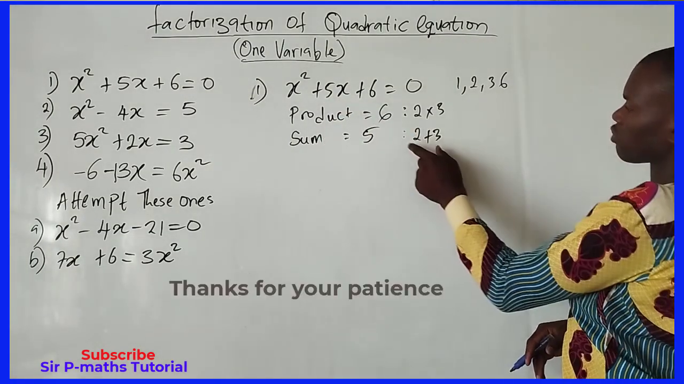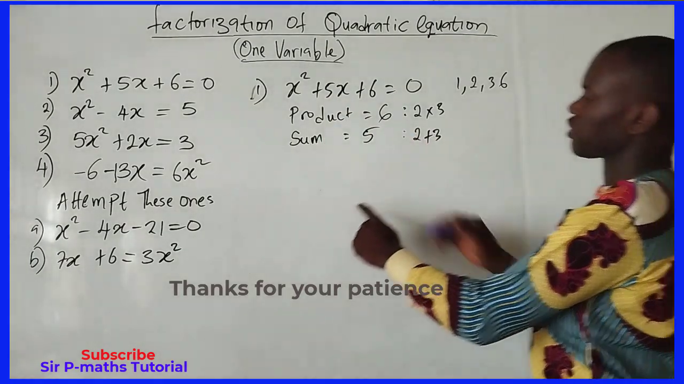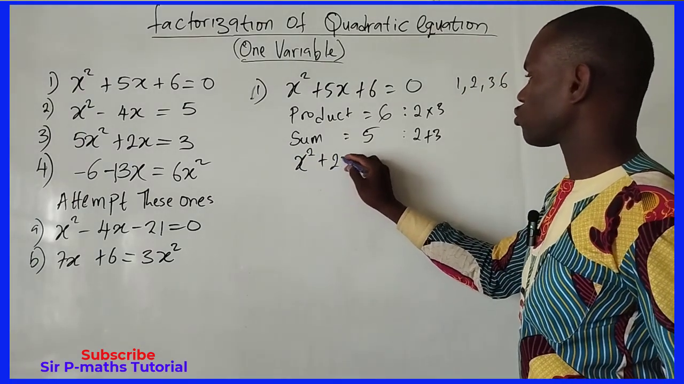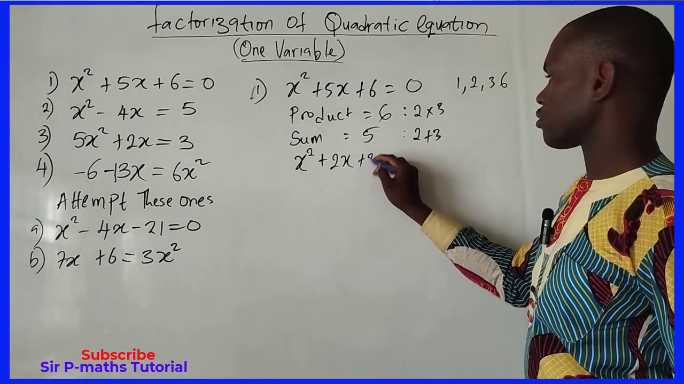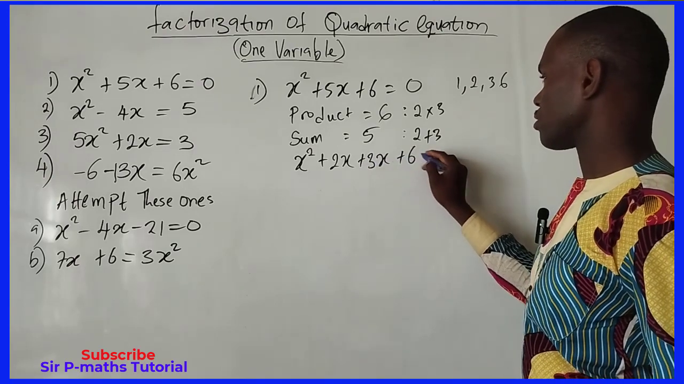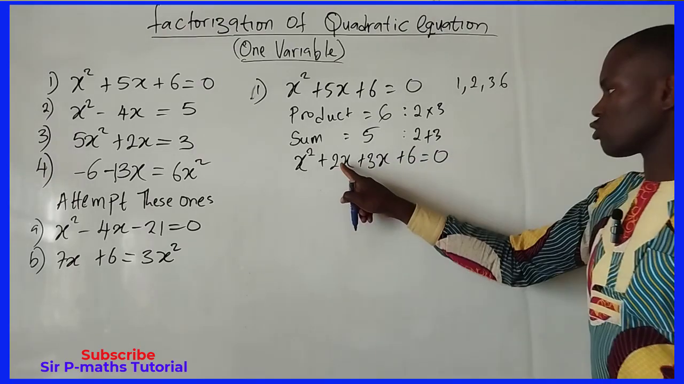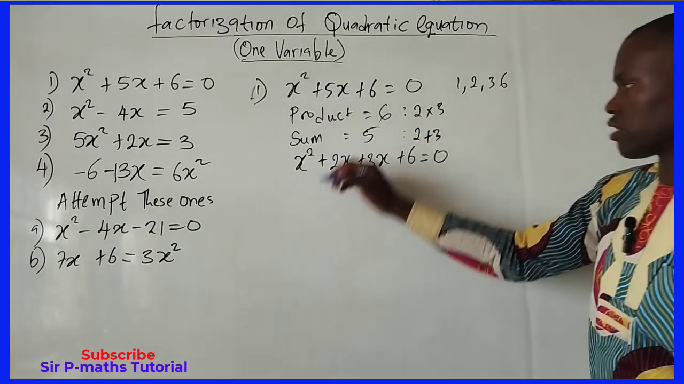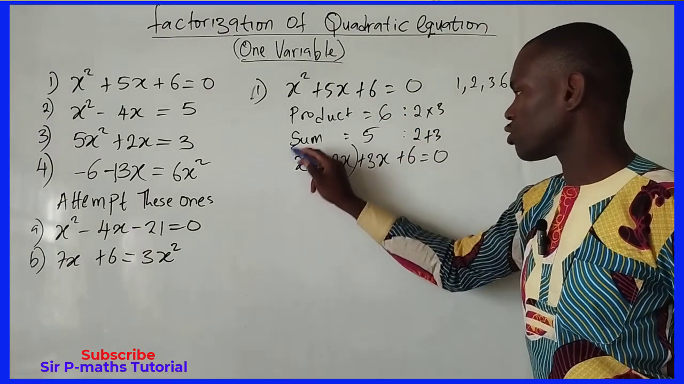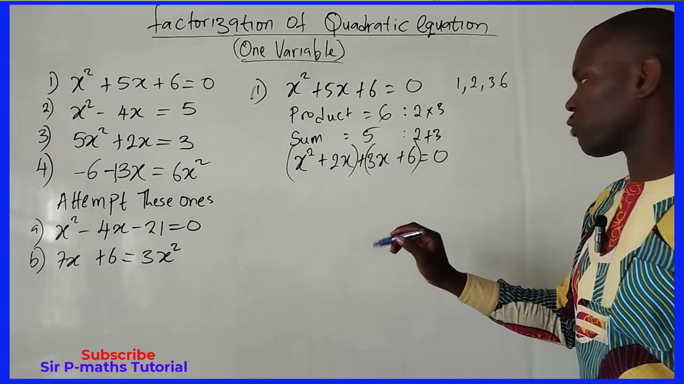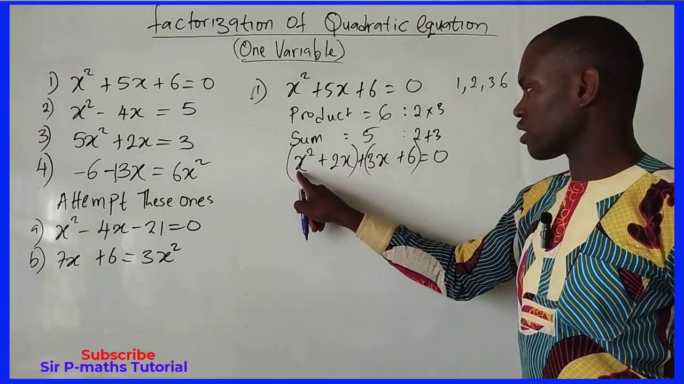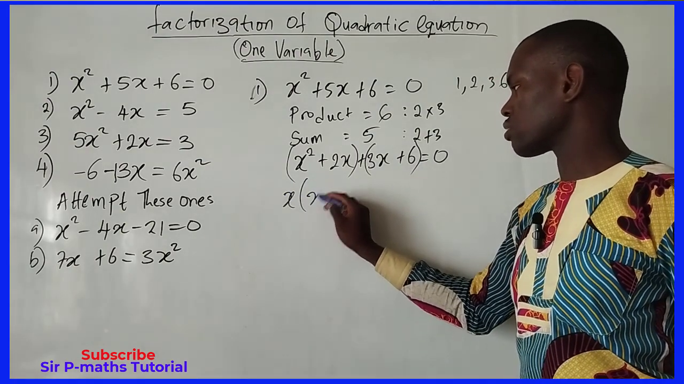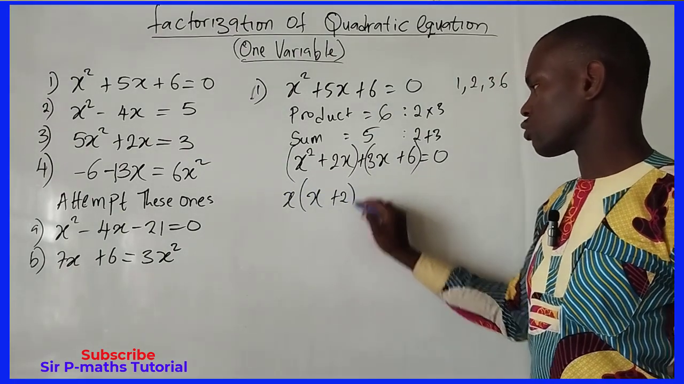So remove 5 and replace it with 2 and 3. So I'll have x squared plus 2x plus 3x plus 6 equals 0. 2x plus 3x will give me back my 5x, all right? So we group into 2 and bring out the common factors. I have x here and x here, so x is common. Bring x outside, then you have x plus 2.